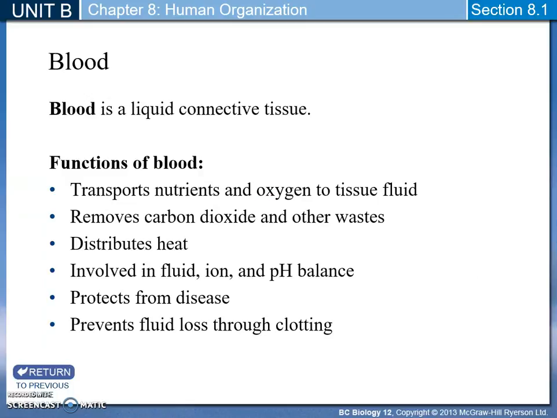Blood is considered a connective tissue, albeit a liquid one, so it's a liquid connective tissue. The functions of blood are to transport nutrients and oxygen to tissue fluid. It removes carbon dioxide and other waste, distributes heat, is involved in fluid, ion, and pH balance, protects from disease, and prevents fluid loss through clotting.